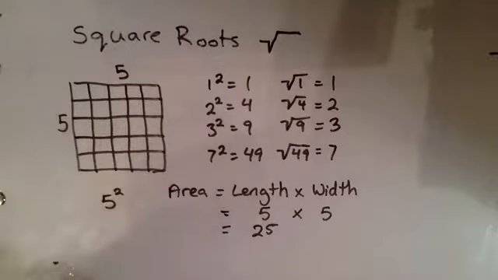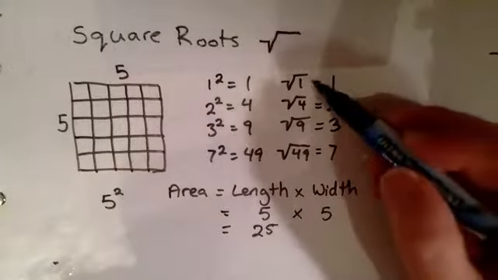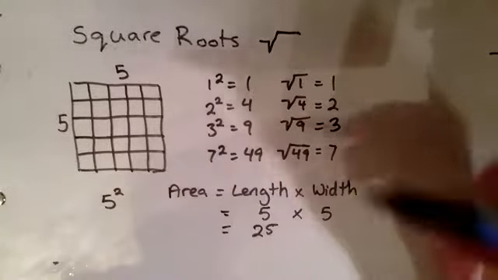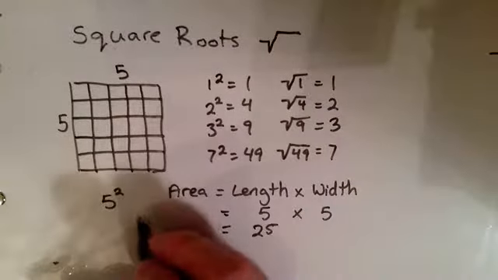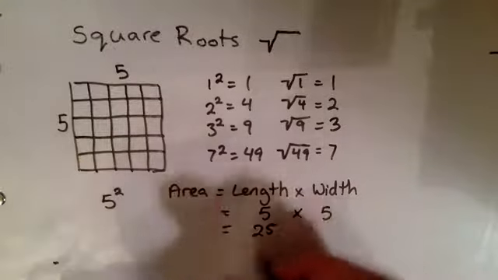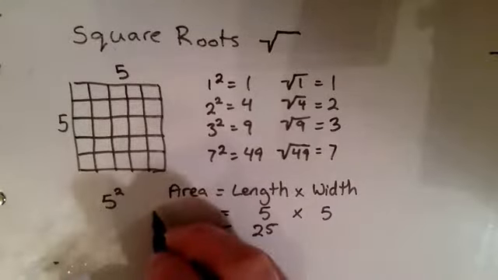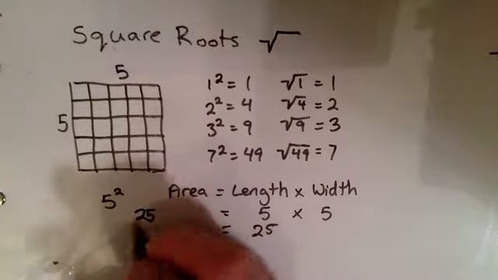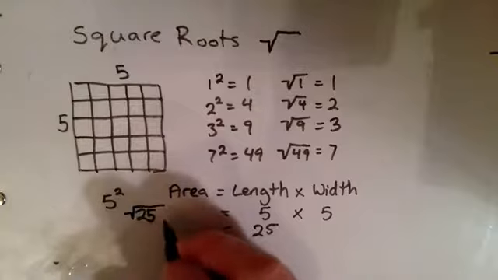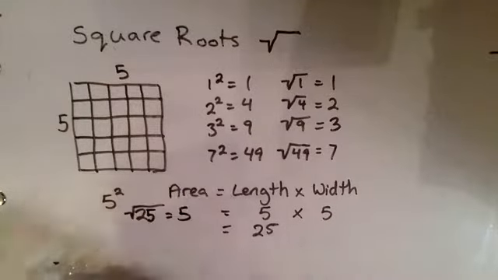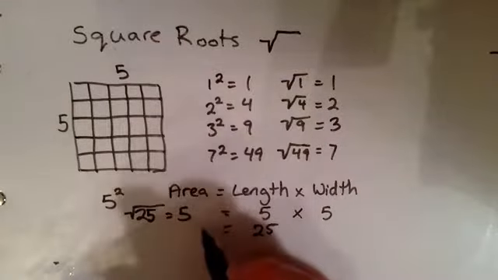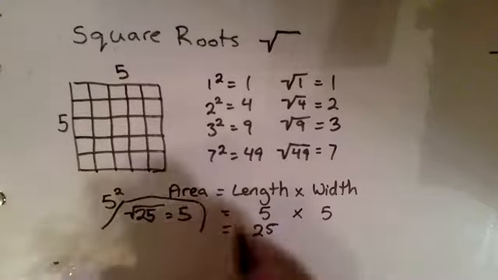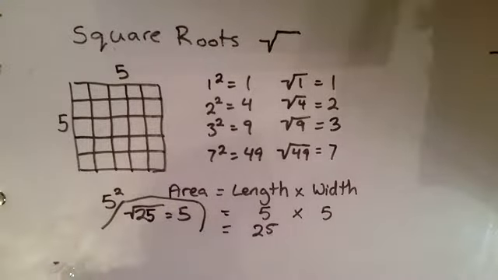And, as I was just explaining, this symbol here is used to find the root of some square. So in this case, the square of 5 is 25, right here. So the square root of 25 is going to be equal to 5. That's basically all the square root of 25 means.